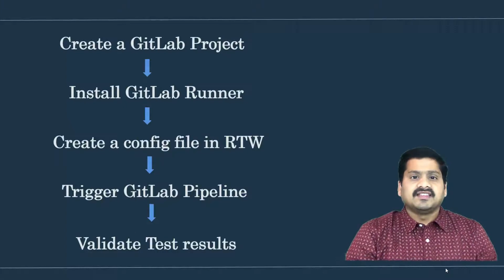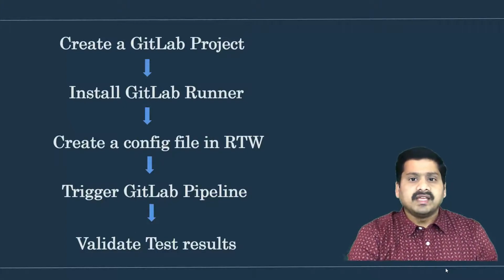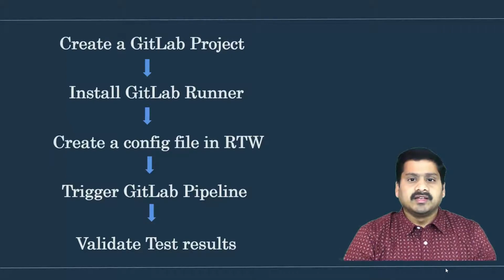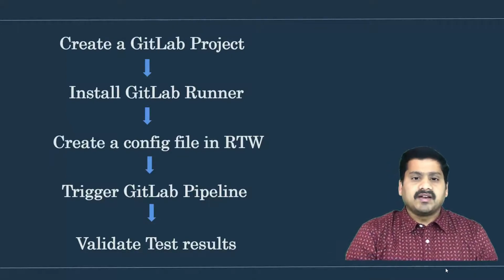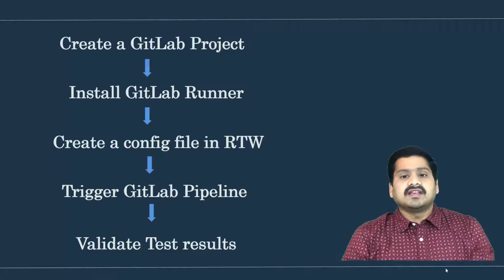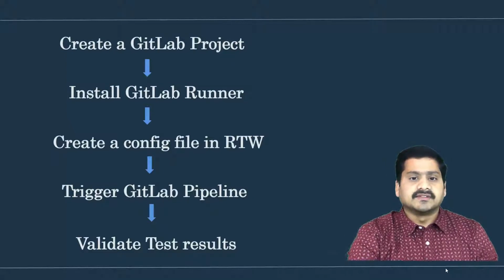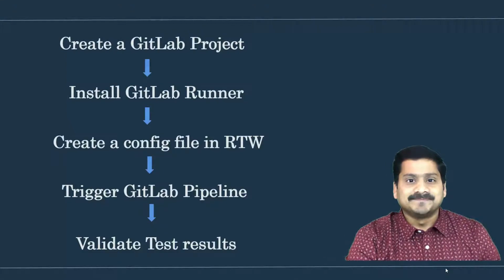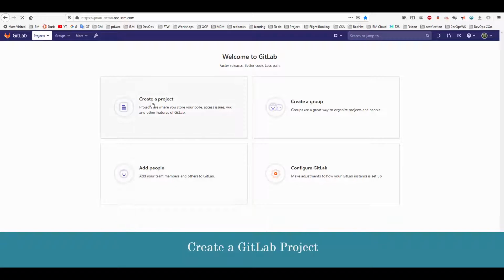Finally, we will be validating the test results. There are multiple ways the test results can be viewed. It can be viewed from GitLab pipeline results, from Rational Test Workbench, and Rational Test Automation Server. Now, let's get into the demo. Now, let's create a GitLab project.